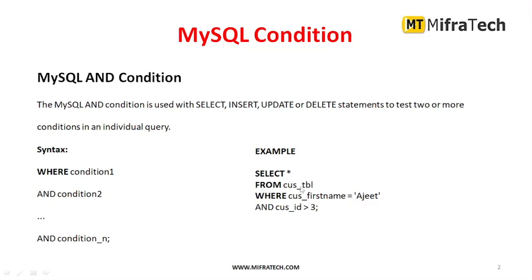SELECT * FROM customer table WHERE customer first name = 'Ajit' AND customer ID > 3. The output will be displayed where the customer first name is equal to Ajit, it will sort out all the Ajit names, and the customer ID is greater than 3. Overall, with the customer ID greater than 3, when the Ajit named customer IDs are 5, 10 and 7, it is displayed as 5, 10, 7. This works with the AND condition. You can try out this code and check the output.